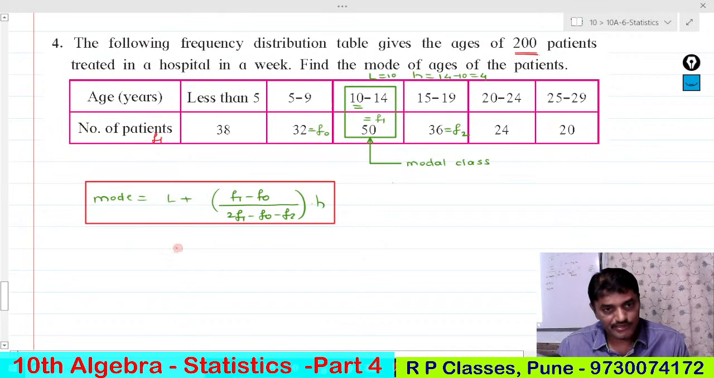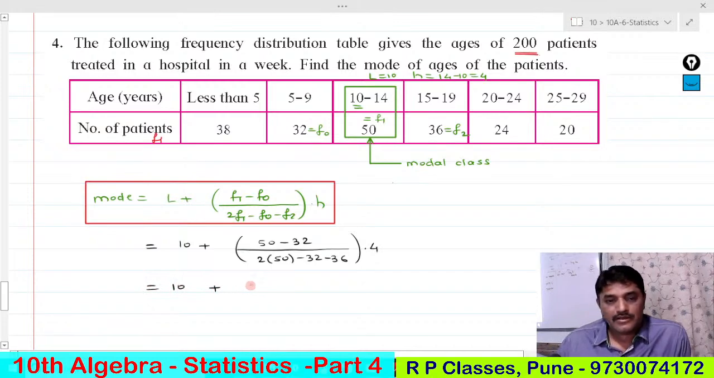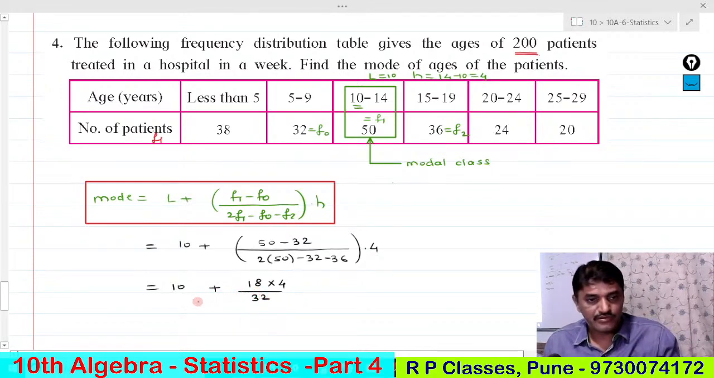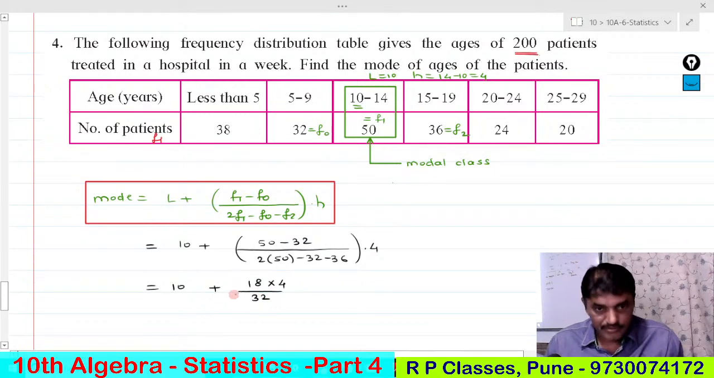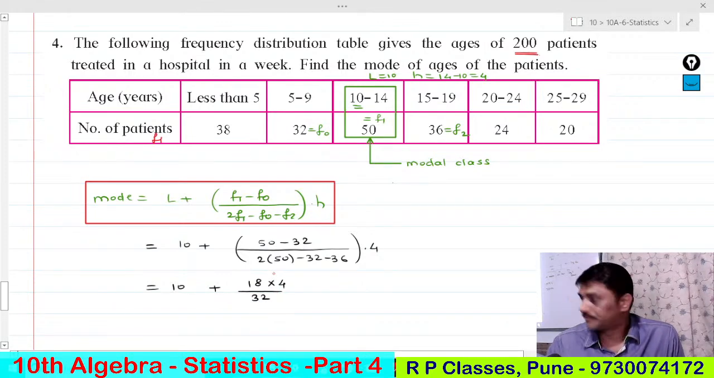Let me substitute in the formula. This will give me L, it's 10, plus (50 minus 32) divided by (2 into 50 minus 32 minus 36) into H, which is 4. So that is equal to 10 plus 18 into 4 divided by 100 minus 68, that is 32. Dividing that, what do we get? The width is not 4, we made a mistake here. It's not a continuous data, so we have to change it.